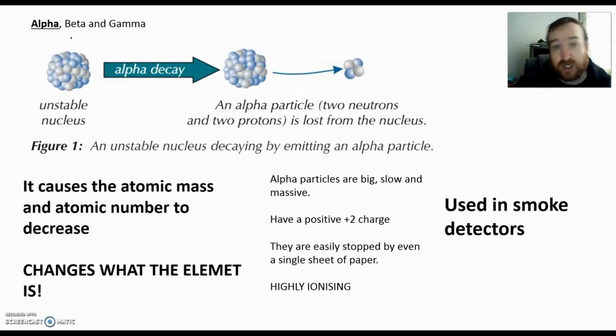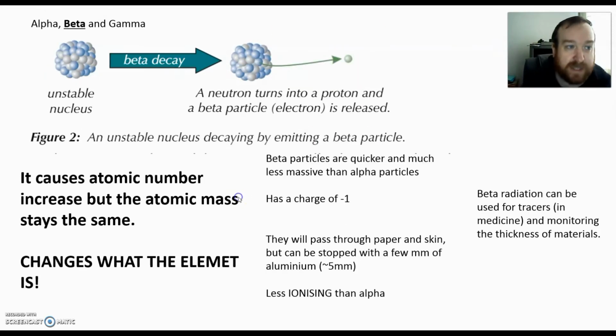And then when there's a fire and smoke particles get inside the smoke detector, they get in the way of those alpha particles and stop them from hitting the sensor, and the smoke detector will go, oh, there are no longer any alpha particles, there must be smoke in the way, let me turn on my alarm. So they're used in smoke detectors. Now, the next one is beta particles.